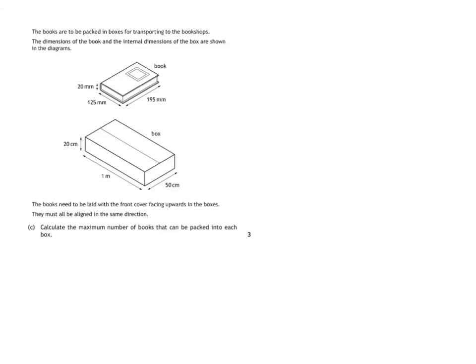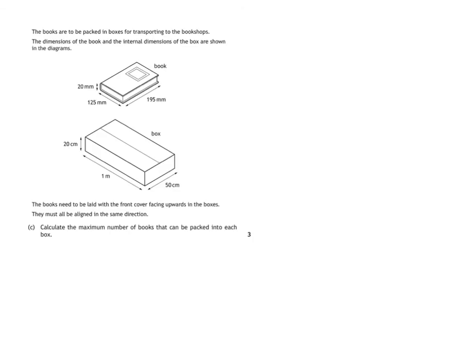Keeping going with this question, so the books are to be packed in boxes for transporting to bookshops. The dimensions of the book and the internal dimensions of the box are shown in the diagram. The book needs to be laid with the cover facing upwards inside the box, and they must be aligned in the same direction. Calculate the maximum number of books that can be packed into each box.